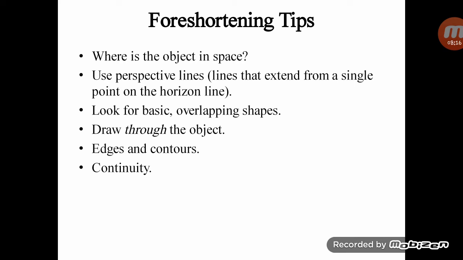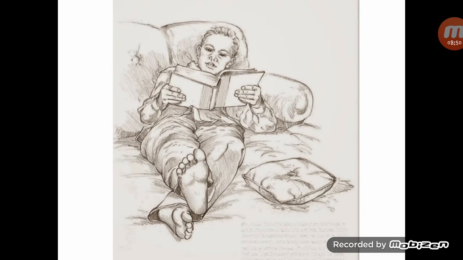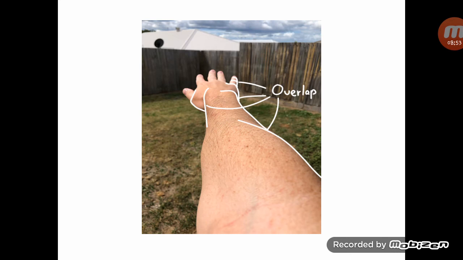Continuity. Foreshortening typically comes with many overlapping shapes and therefore many broken edges. This can interrupt the sense of continuity throughout the object as a whole. You can see what I mean. To add a sense of continuity throughout the arm, you could pick up some of the long sweeping lines that follow the gesture of the arm. These lines help connect the dots, so to speak.